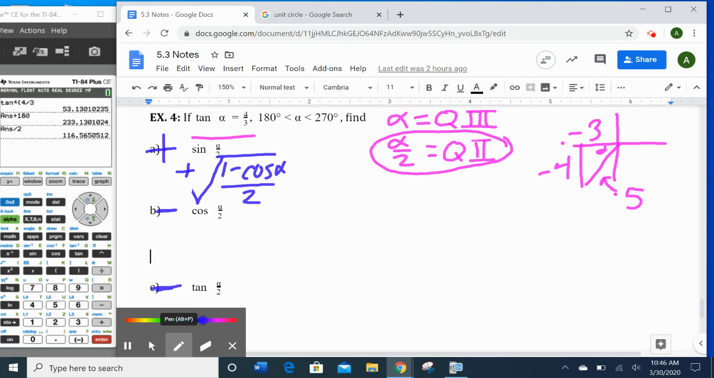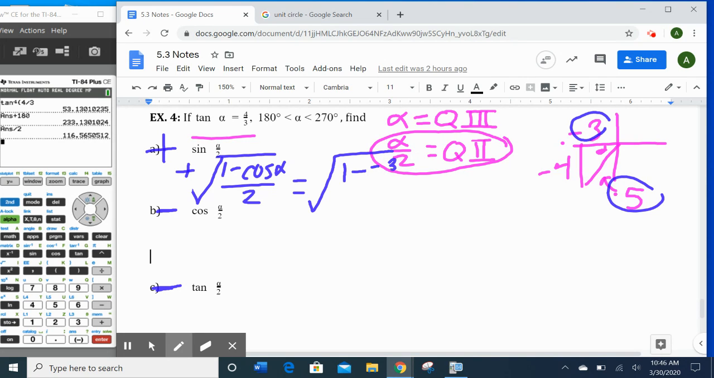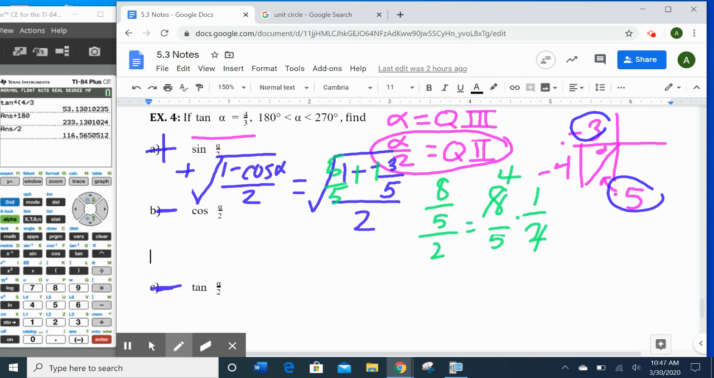So I'm going to find sine of alpha over 2, and it's the positive version, so I don't need to put a plus sign out front. So the square root of 1 minus the cosine of alpha. Well, the cosine of alpha is adjacent over hypotenuse, so -3/5, all over 2. So let's simplify that numerator. So I've got minus a negative, it becomes plus, and 1 is the same thing as 5/5. So 5/5 plus 3/5 is 8/5. Divided by 2 is the same thing as 8/5 times 1/2. And so those cancel and I get the square root of 4/5.